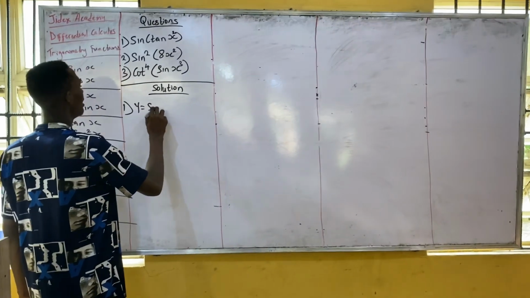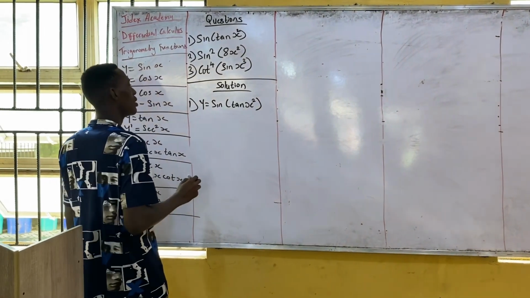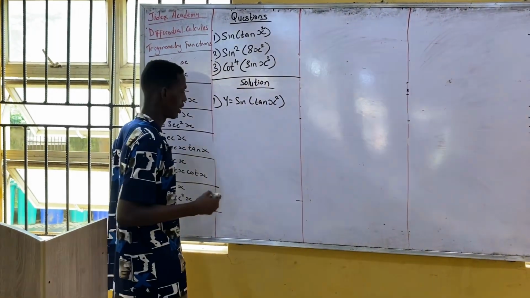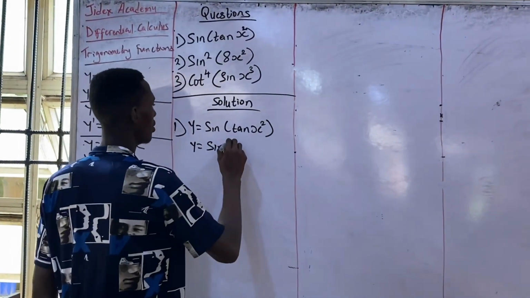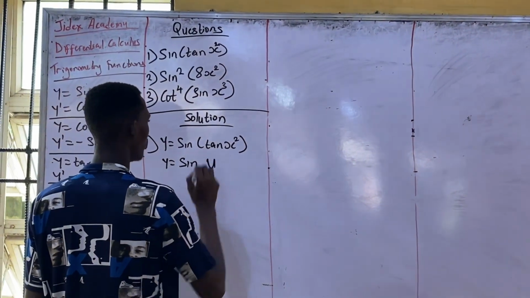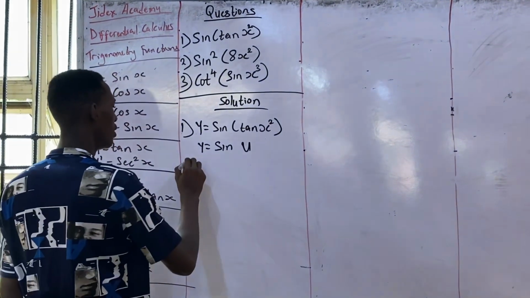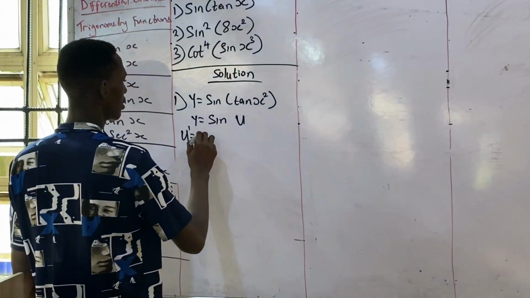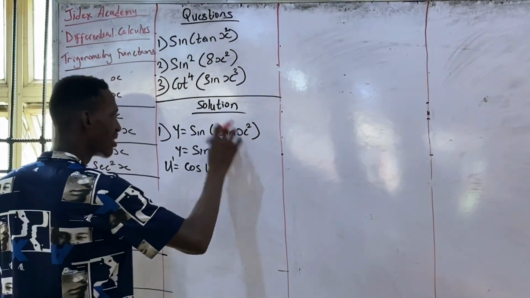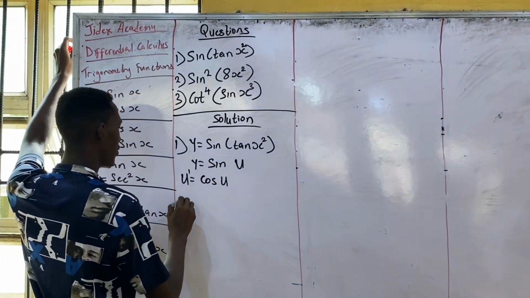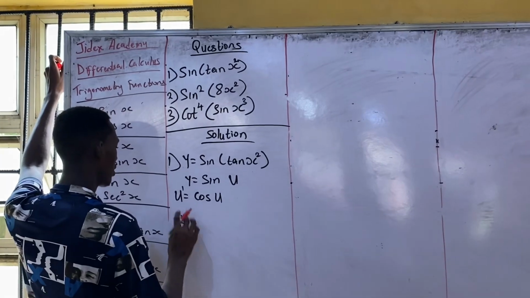Your y is equal to sine open bracket tan x squared. So we are going to be using chain rule as usual. So you can say our y is equal to sine what? U. The dy/dx is equal to dy/du over du/dx. So our derivative here is what? Cos u. So we will now find the derivative of the u itself, the du/dx.